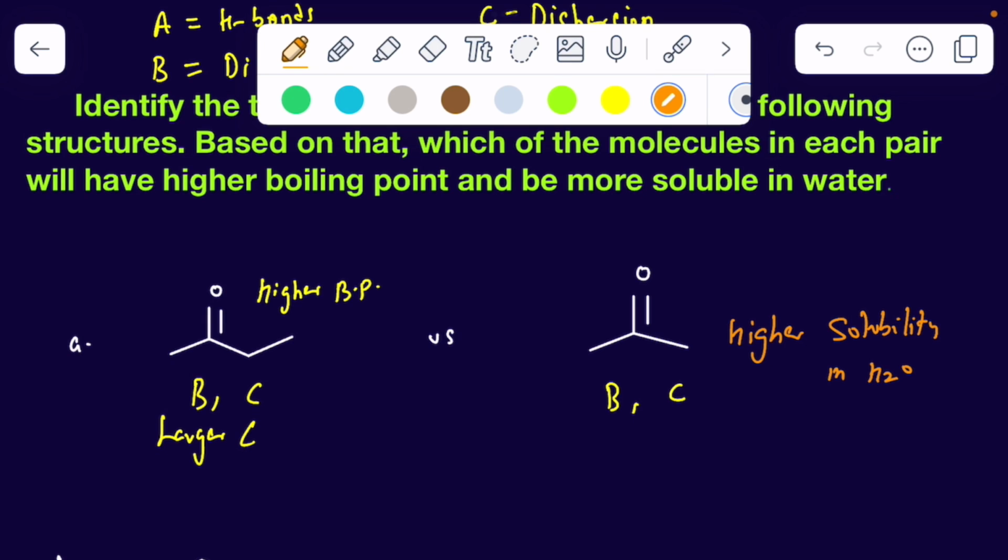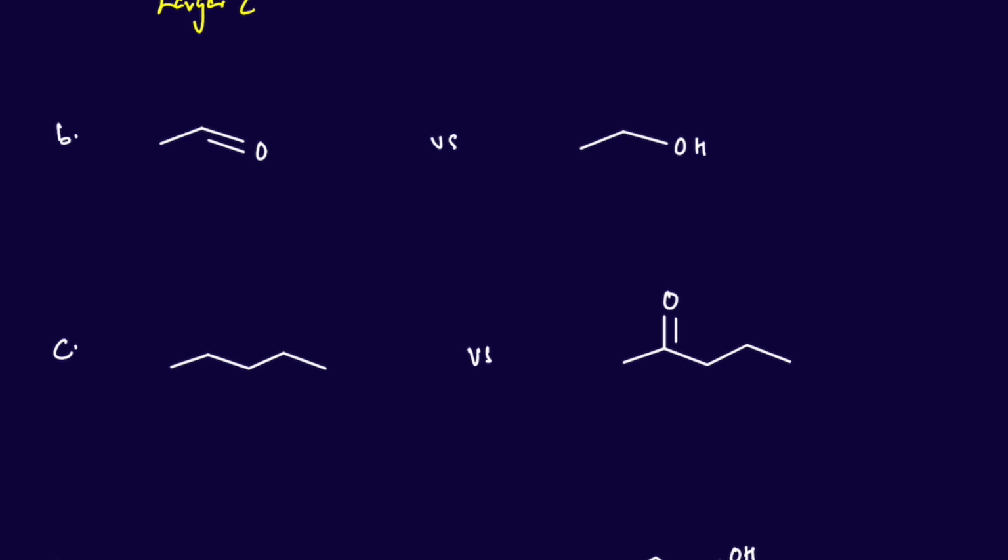Now, let's say on this second one, this is an aldehyde functional group. So I know they can make C, which is the dispersion forces. But in addition to the C, let me change the color here.